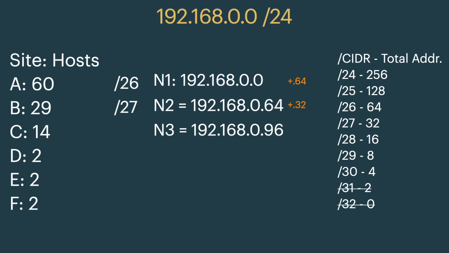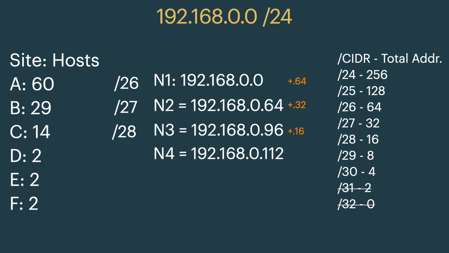Now we go to location C, which needs 14 addresses. The CIDR that is going to give us 14 addresses is /28. For /28, there's 16 total addresses available. So we're going to add 96 plus 16, and that's 112.